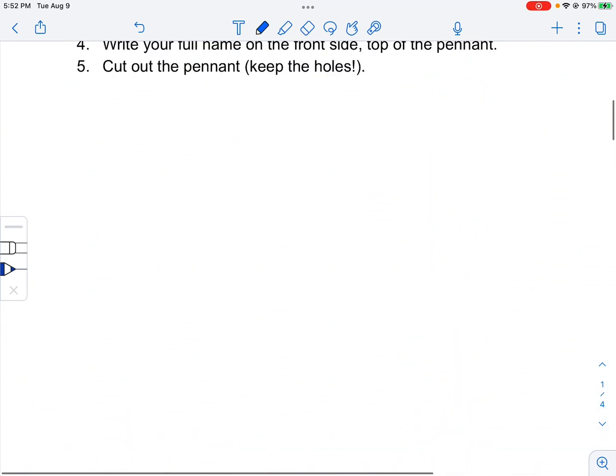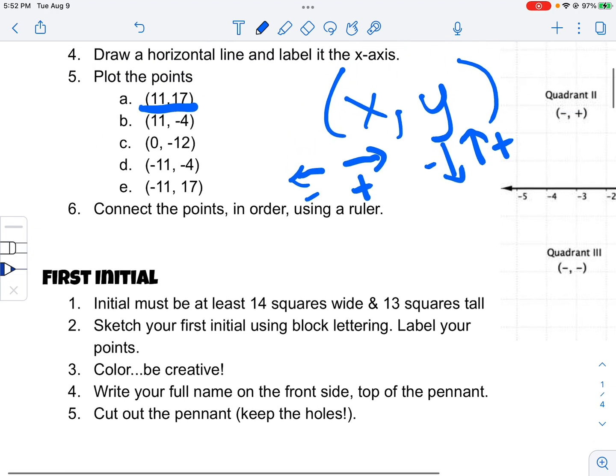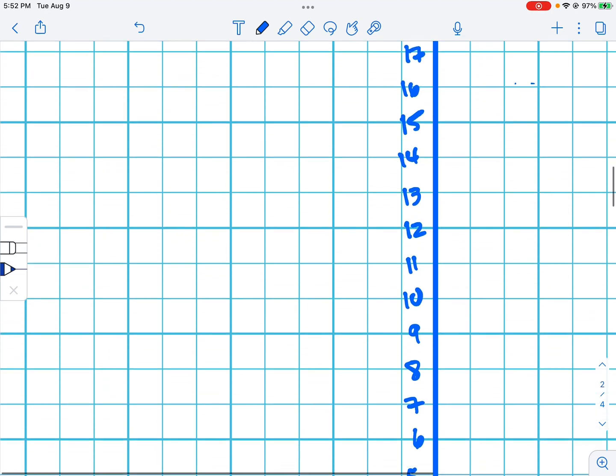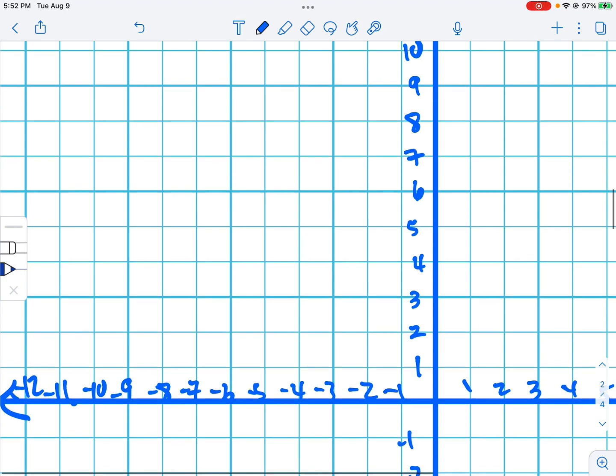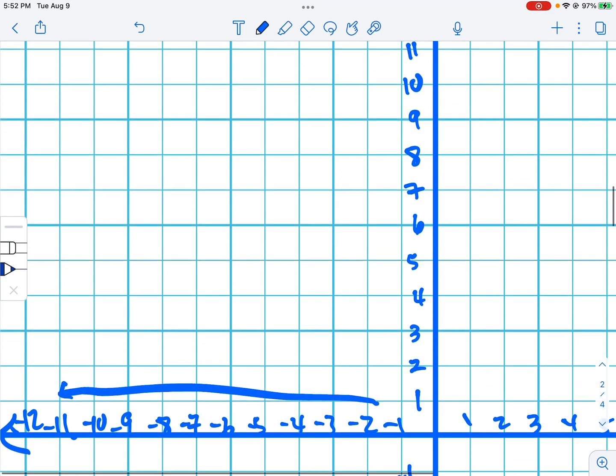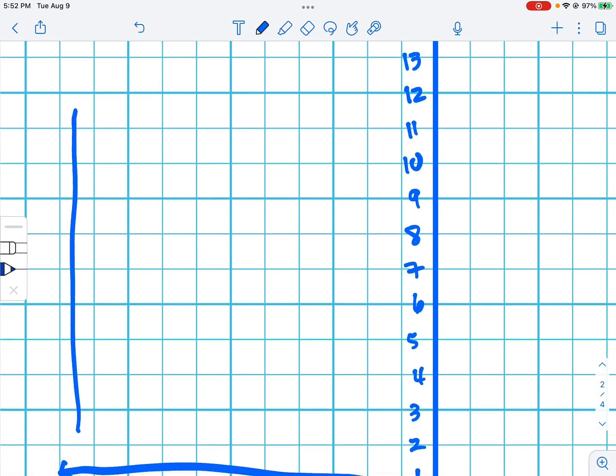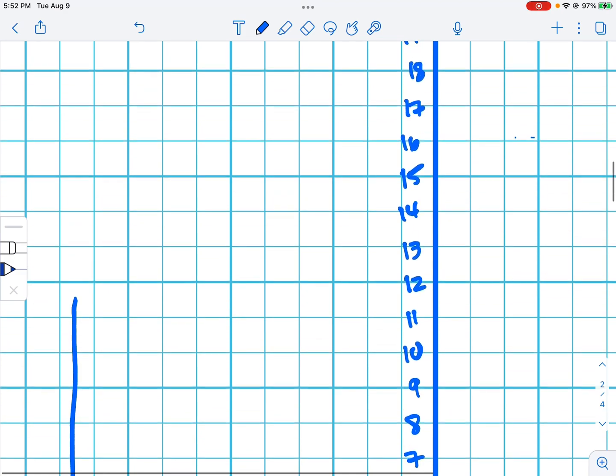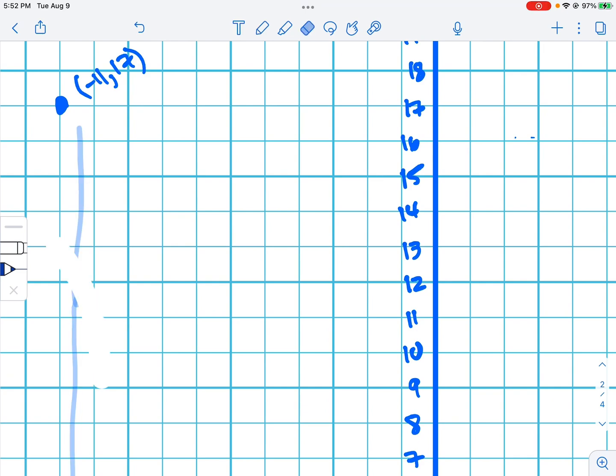Then I have the points negative 11, 17. So I guess I should have left that line. So I'm going to come over here to negative 11, and then it's up to 17, all the way up to 17. So I'm going to pop my point here, and I'm going to say negative 11, 17, but then get rid of these lines.